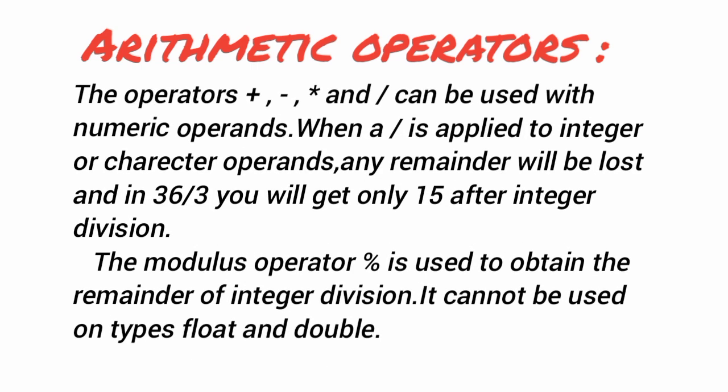The operators plus, minus, asterisk and slash can be used with numeric operands. When a slash is applied to integer or character operands, any remainder will be lost, so 5/2 gives only 2 after integer division. The modulus operator percent is used to obtain the remainder of integer division. It cannot be used on types float and double.